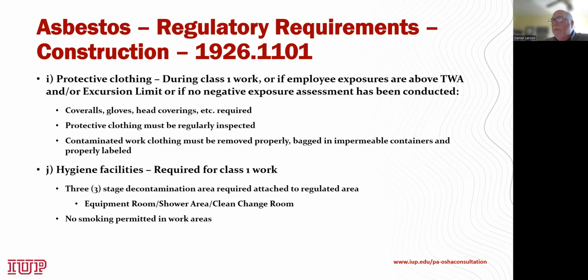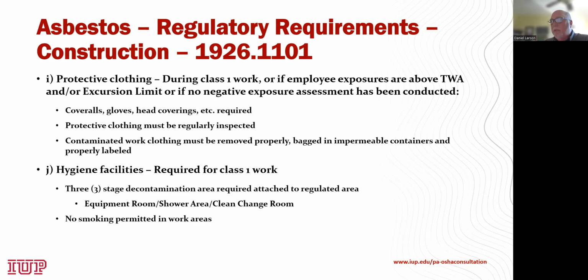There are requirements for protective clothing if you're doing class 1 work, or if employee exposures are above the TWA or excursion limit and you have no negative exposure assessment. You have to wear PPE. What does that include? Coveralls, gloves, head covering, protective clothing. It must be regularly inspected, and contaminated work clothing must be removed properly, bagged in impermeable containers, and properly labeled.